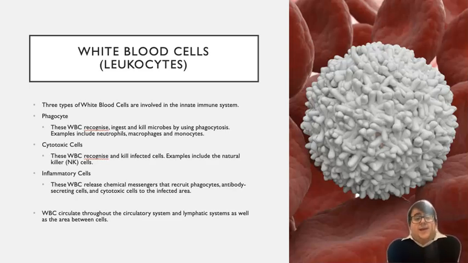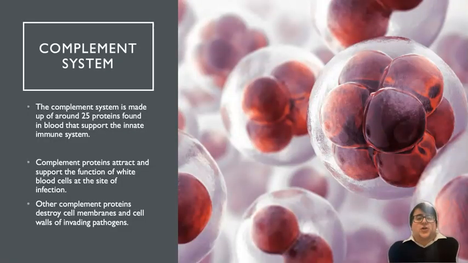These white blood cells and other types of white blood cells are constantly circulating throughout our circulatory system and our lymphatic systems, as well as being found in the areas between cells. They're just waiting to be called up for when they're needed. Moving on to the complement system.